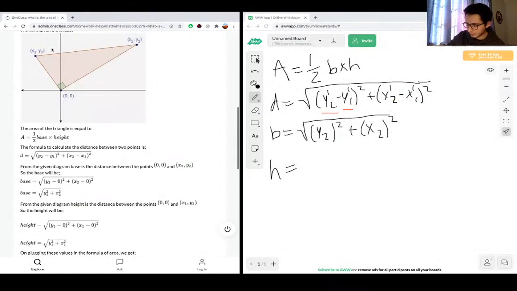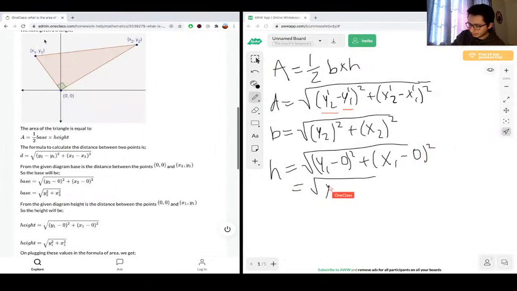So here we would say y2 prime is actually y1 for finding the height, minus y1 prime, which is 0, which is the origin, squared, plus x2 prime, which is x1 in the diagram here, minus 0, which is the origin. And then we get the square root of y1 squared plus x1 squared.